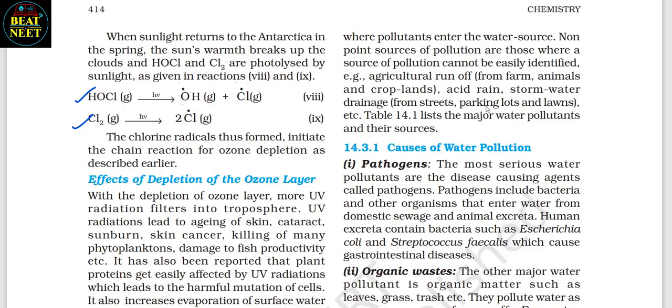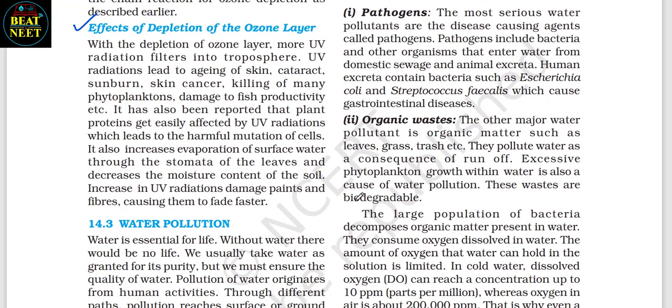Cl2 in the presence of sunlight gives out 2Cl free radicals. The chlorine radicals thus formed initiate the chain reaction for ozone depletion as described earlier. Effects of depletion of the ozone layer. With the depletion of the ozone layer, more UV radiation filters into the troposphere. UV radiation leads to aging of skin, cataract, sunburn, skin cancer, killing of many phytoplankton, damage to fish productivity, etc.